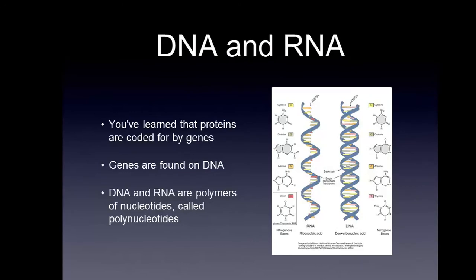So we'll start with DNA and RNA. We've mentioned that proteins are coded for by genes. This is something you learned about a little bit in grade 9. And genes are found on the DNA. Well, if you took the DNA from one cell, it would stretch out about 2 meters, which is pretty amazing to think about. And in that 2 meters of DNA, you might be surprised to know that only about 30% of that is genes. So you're probably wondering what the other 70% does.